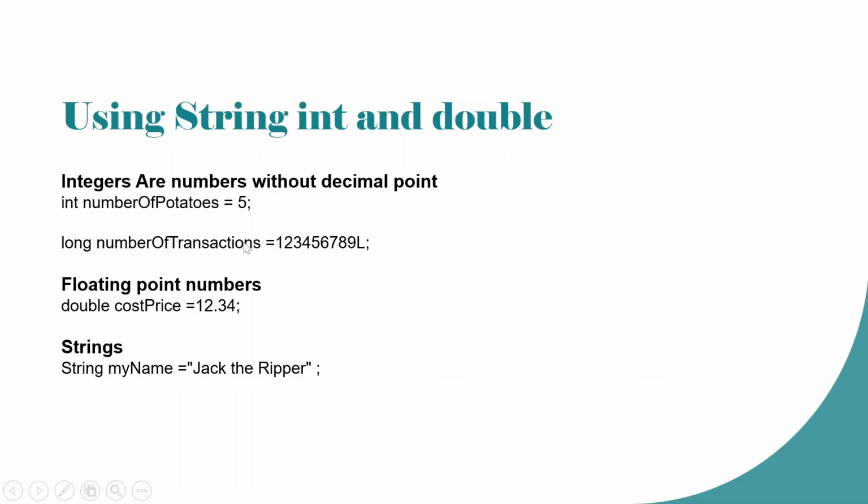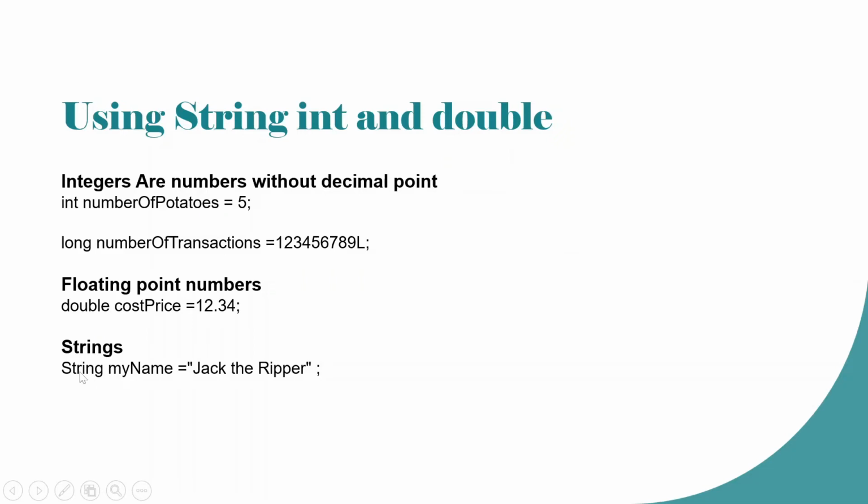And then we have a bigger integer, which we call the long, and here we will declare a variable, number of transactions. And then when we want to work with dollars and cents or temperature or liters or gallons, liquid volumes and things like that, we need to work with numbers with a fraction. And for those we are going to use the double. So here's a variable, cost price, 12.34. So it could be dollars, it could be euros, but that's how we represent a number with a fraction. We always use the double.